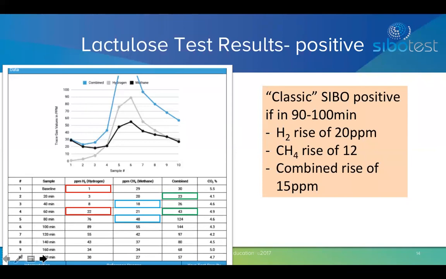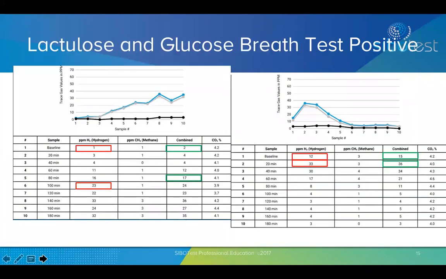This is a lactulose and glucose breath test positive in the same patient. So this is a very good example of where, okay, you've done a lactulose and you've asked them also to do a glucose, and it happens that both test results are positive, confirming certainly that this patient has SIBO. So once again, we take the lowest preceding level of hydrogen, which is in this case the baseline, and we look at 100 minutes and we want to see a rise of 20 parts per million, and that is the case with this patient. Same with the combined.